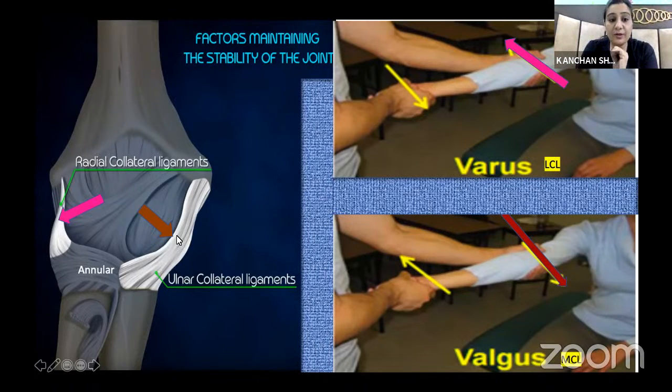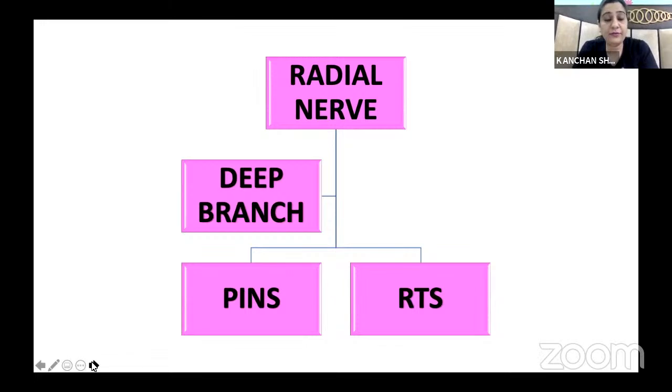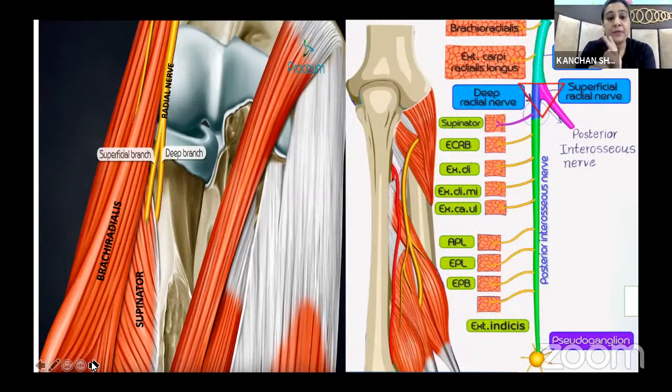We have talked about the valgus test for the medial collateral ligament, and the varus test is for the lateral collateral ligament. I'm not repeating it again. Now coming to the radial nerve, when you have entrapment of the deep branch of the radial nerve, you can have two presentations: one is PIN, one is RTS. First, just understand a little bit of the anatomy of the radial nerve. So this is the radial nerve. This is the radial head.